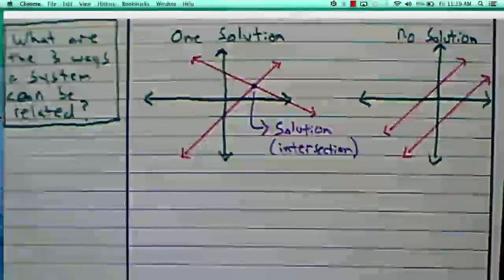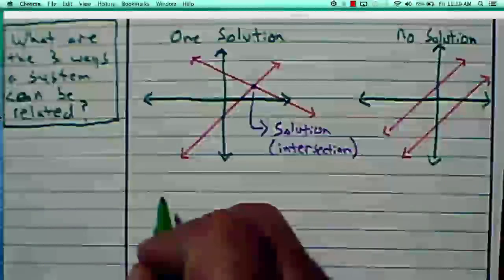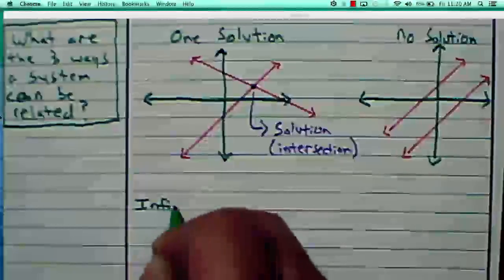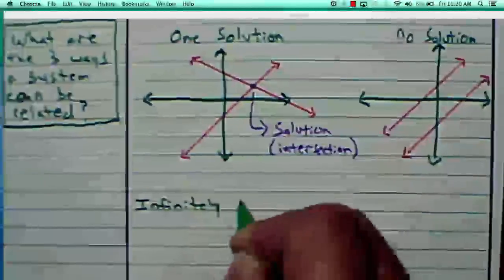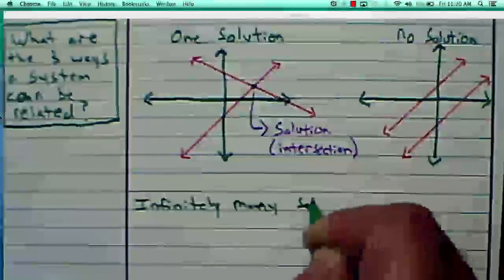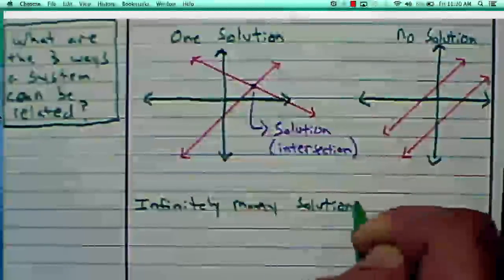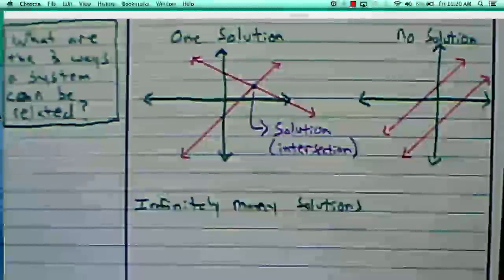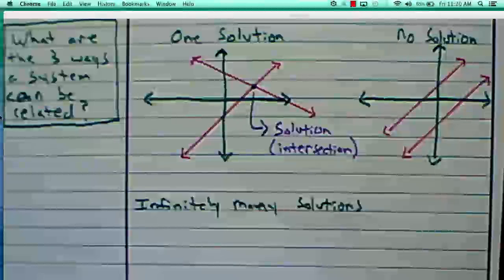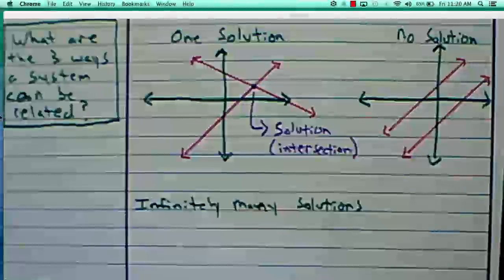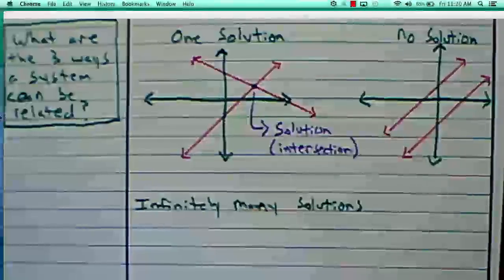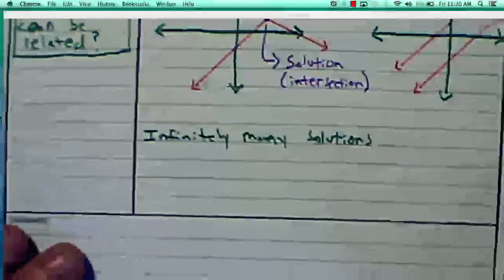Lastly, we can have infinitely many solutions. Hopefully you're thinking now, well, infinitely many solutions is going to imply infinitely many intersections. How can we have two lines that have infinitely many points of intersection? Well, that's right. It would be two lines that are right on top of each other.